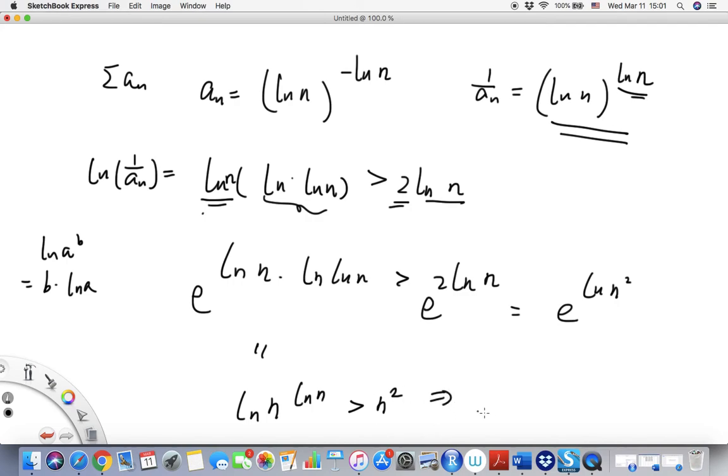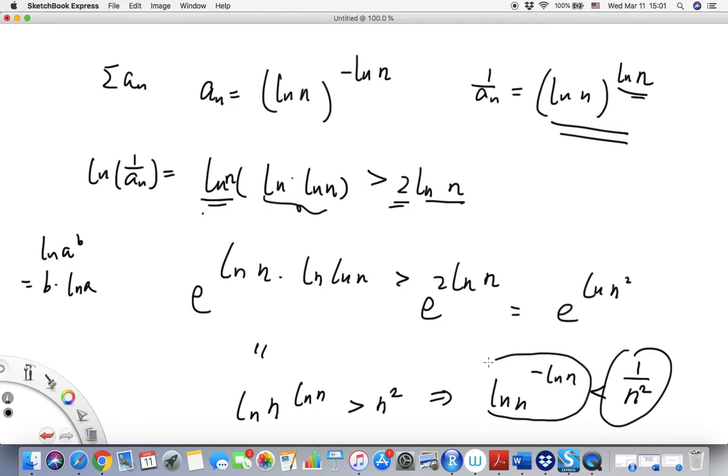So this implies log n to the power of minus log n, taking the reciprocal, is less than 1 over n squared. Now, since the sum of 1 over n squared is convergent, it follows that this series is also convergent by the comparison test.